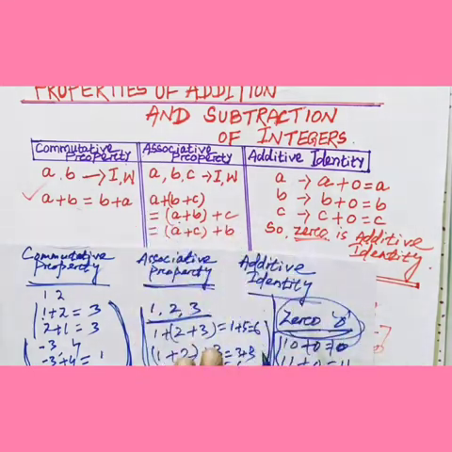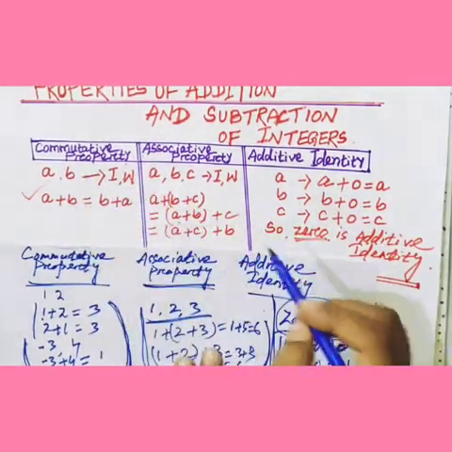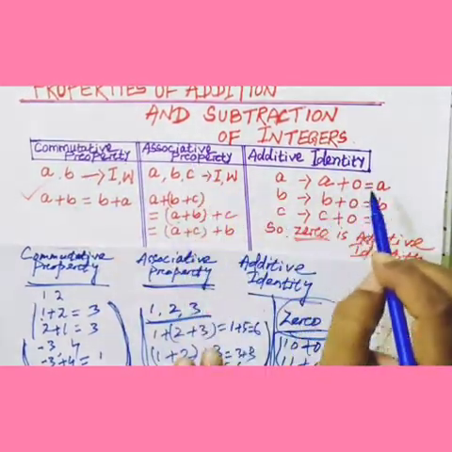So the students have learned three properties of addition and subtraction of integers: the commutative property, the associative property, and additive identity.